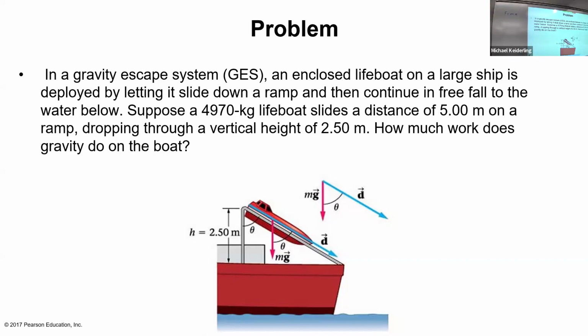So suppose a 4,970 kilogram lifeboat slides a distance of 5 meters on a ramp, dropping to a vertical height of 2.5 meters. How much work does gravity do on the boat? Just a reminder, g is equal to 9.81 meters per second squared.